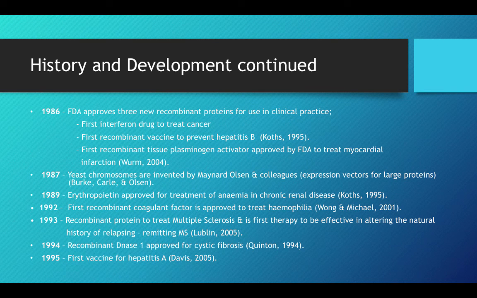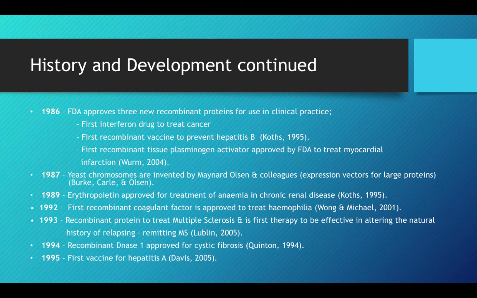During 1986, the FDA approves 3 new recombinant proteins for use in clinical practice. These were the first interferon drug to treat cancer, the first recombinant vaccine to prevent hepatitis B, and the first recombinant tissue plasminogen activator to treat myocardial infarction. In 1987, yeast chromosomes are invented by Maynard Olson and colleagues, and these are expression vectors for large proteins.